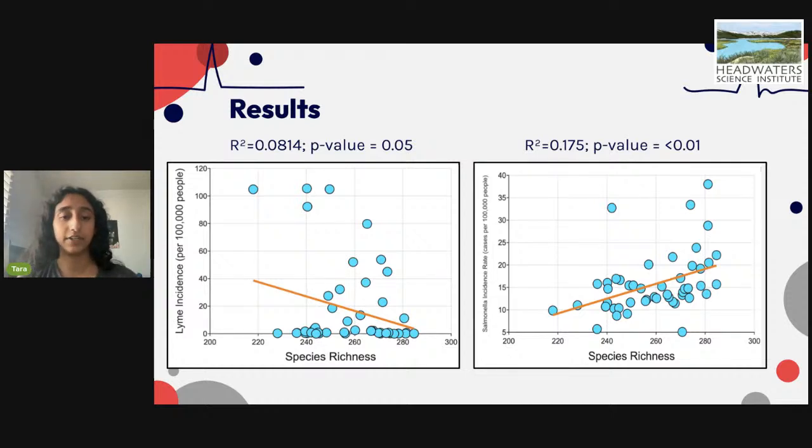And then for Salmonella, there was a positive relationship, which showed that with more species richness, there were also more Salmonella cases, and it had a p-value of less than 0.01, also showing that this was a significant relationship. But just like Lyme disease, it had a low R value, meaning that there are a lot of other factors that affect disease transmission other than species richness.